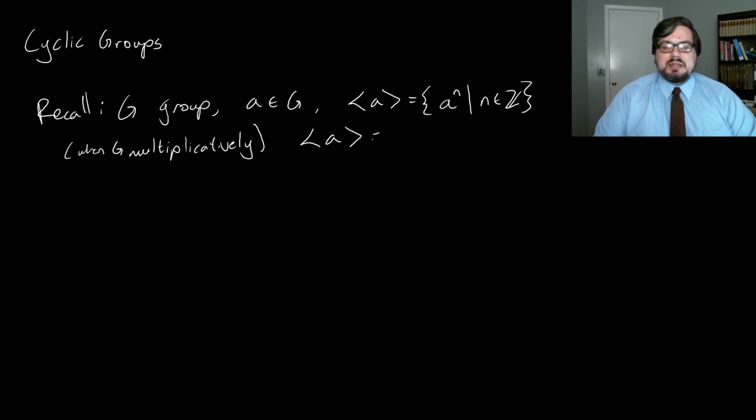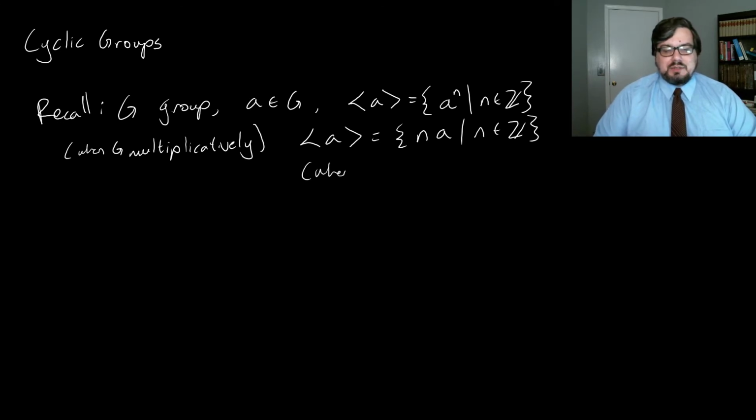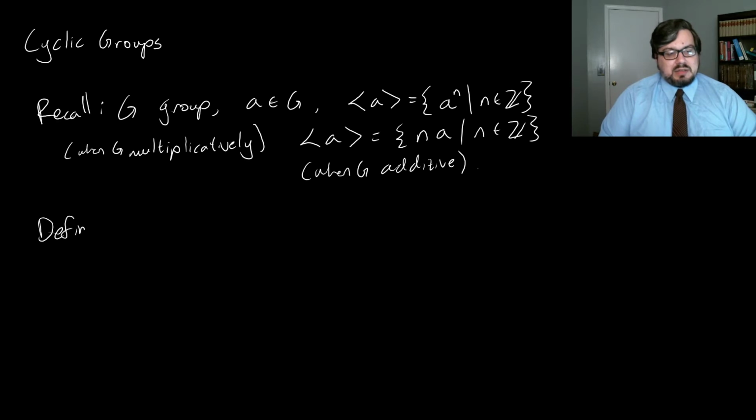And when G is written additively, we could write it the following way. It's the set of all multiples of a, the things that you get by adding a or subtracting a over and over and over again. And this is when G is additive. Cyclic groups are groups that are themselves one of their own cyclic subgroups. So we looked at that definition last time.